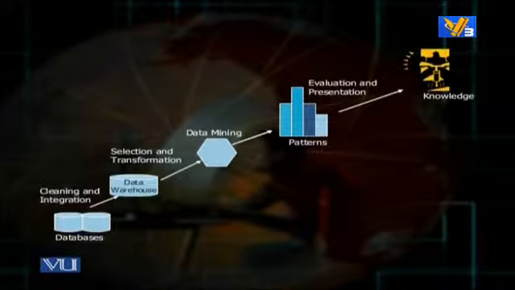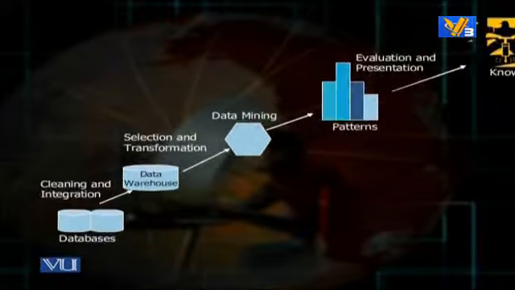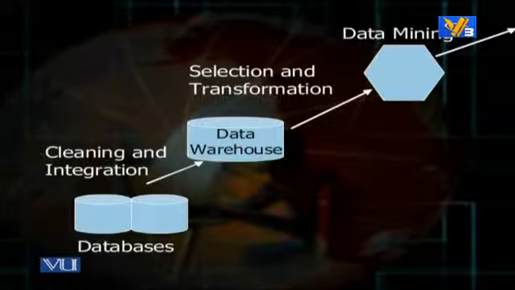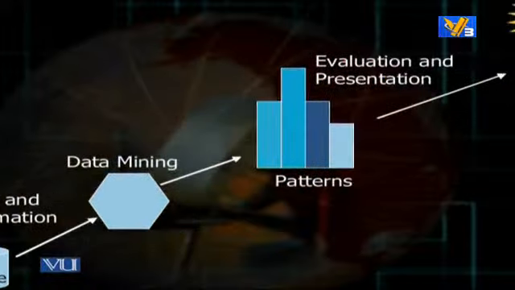This is the diagram on the screen which shows the stages in the knowledge discovery process. In the first stage at the bottom we have databases where we collect the data, and then, cleaning and integrating this data, we send it to the data warehouses. Some selection and transformation of the data can also take place in the data warehouses. From the data warehouses, the data is shipped to the data mining tool for data mining purposes.